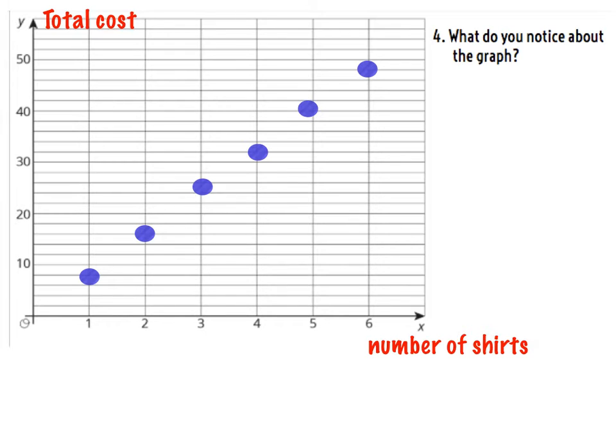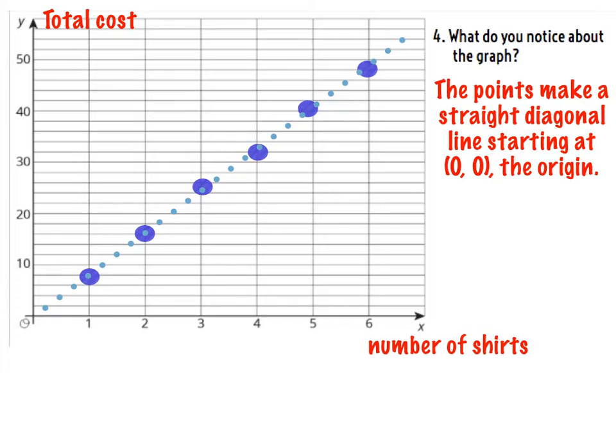I notice a few things here. I notice that it appears to be going in a straight line. And if I extend that straight line back, it looks like it's starting at the origin, which is 0, 0. So if I buy 0 t-shirts, it's going to cost no money, $0. So things that I notice, we've got a straight line, it's diagonal, and it's starting at the origin. Now the question is, do I keep this line?